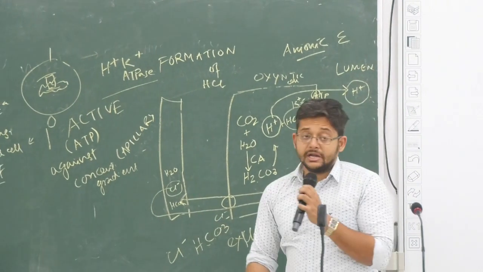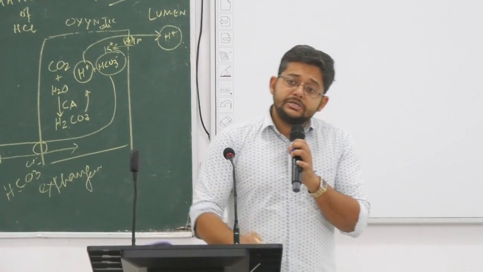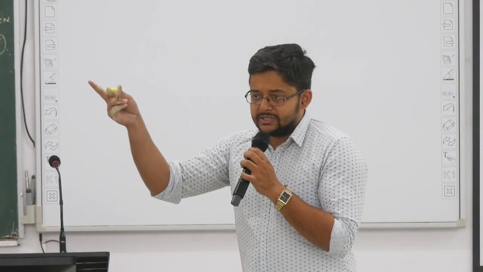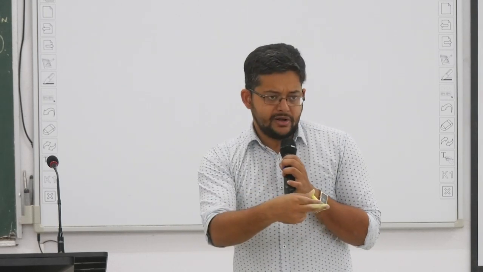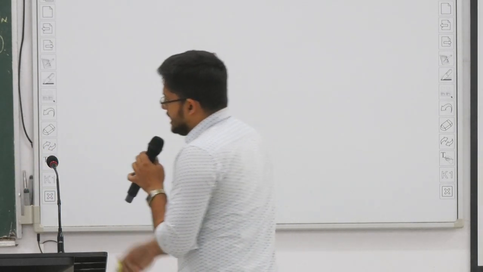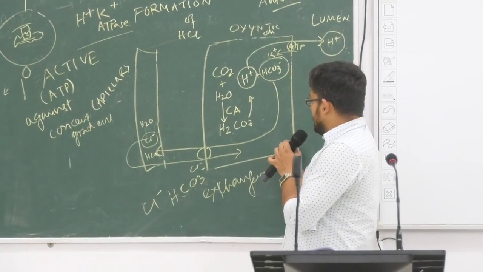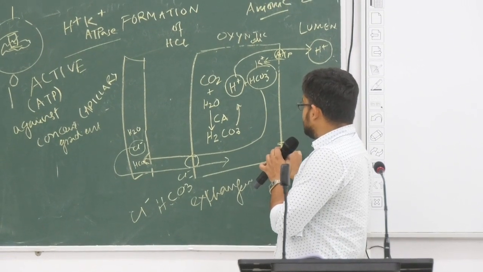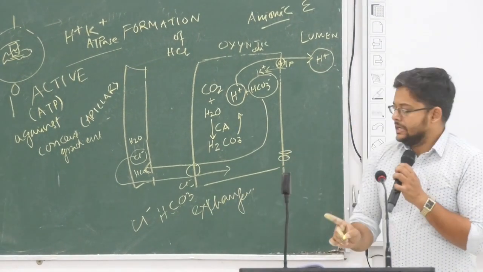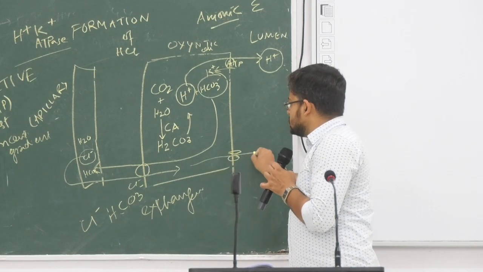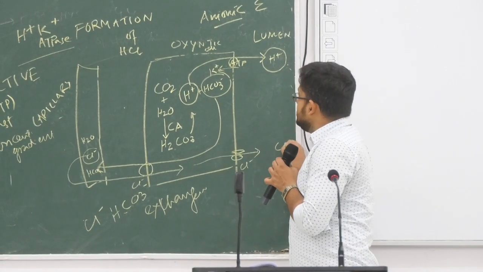So overall you can see the cell is still electrically neutral. One H plus went out, and against it one potassium has come in. So one monovalent cation out, one monovalent cation in. And here one monovalent anion out, one monovalent anion in. So bicarbonate is going out and simultaneously chloride is coming in. This chloride passes through a chloride channel. It doesn't require anybody else. So this chloride is coming out through this chloride channel into the lumen.